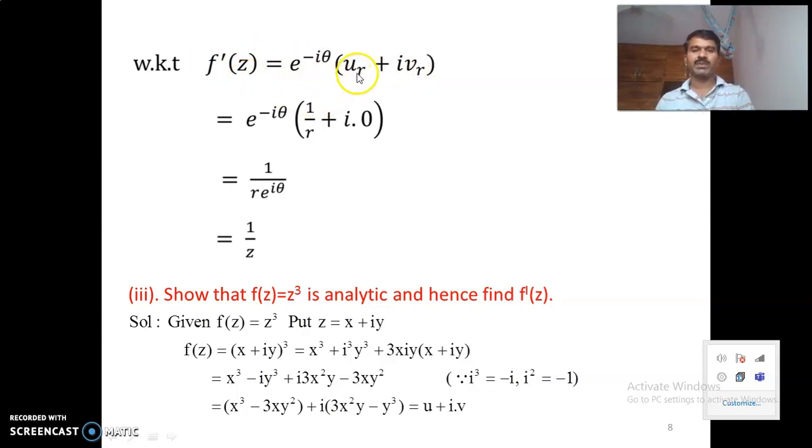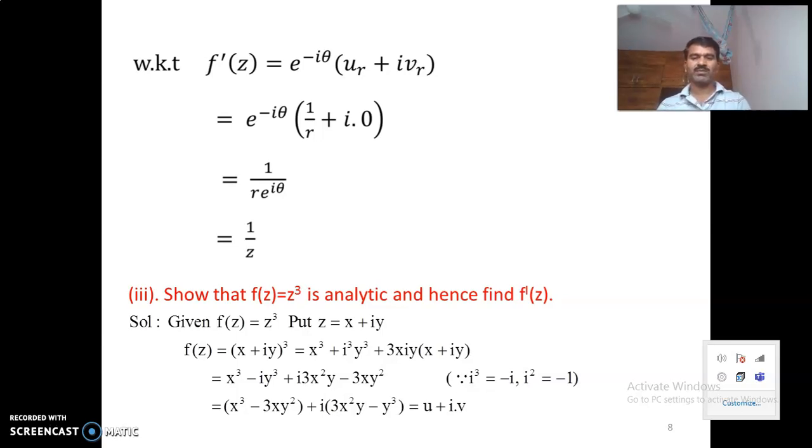Just replace the results of u_r and v_r, that is dou u by dou r plus i dou v by dou r. It turns out to be 1 over r into e power i theta. Since z is r e to the power of i theta, you can replace it by 1 by z. As we know that the derivative of log z is 1 by z, we have got the same result by this concept.